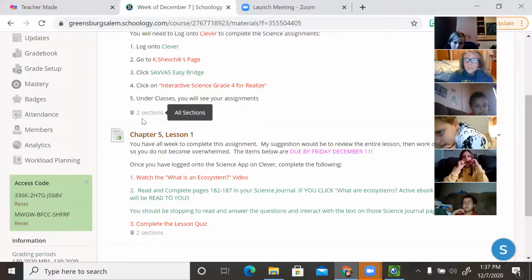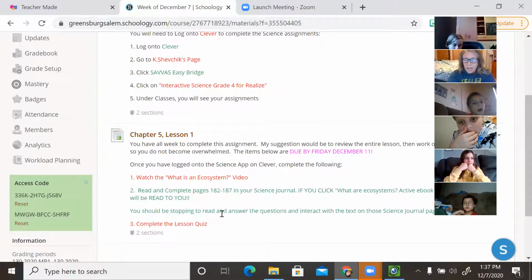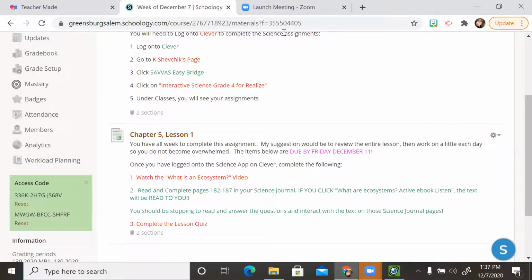Okay, so once you're in Clever, now this is important for you guys. This tells you you have all week to complete this assignment for science. So I'm not saying Monday do this, Tuesday do this. It's your job to see where you have some extra time and work on what you need to. My suggestion would be to review the entire lesson, then work a little each day so you don't become overwhelmed.